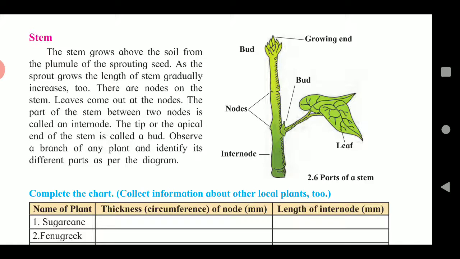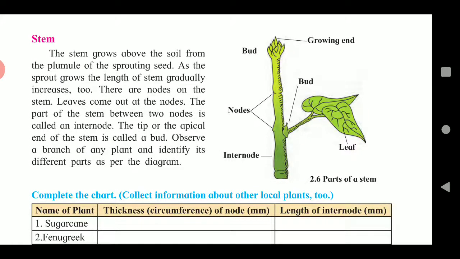Length of the stem gradually increases as the sprout grows. Nodes on the stem are the points from where the leaves come out. See in the figure 2.6, parts of a stem. Nodes on the stem are the points from where the leaves come out.